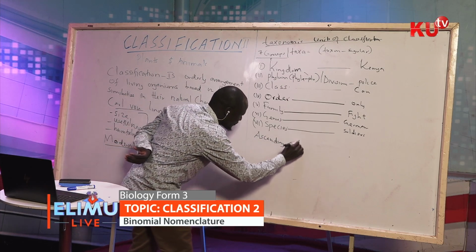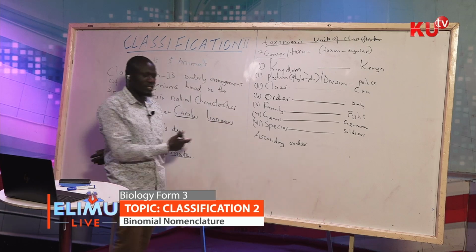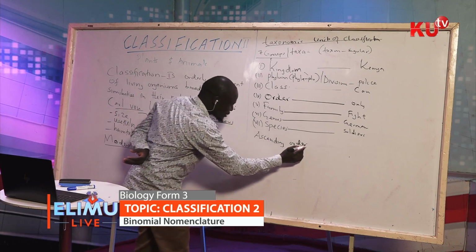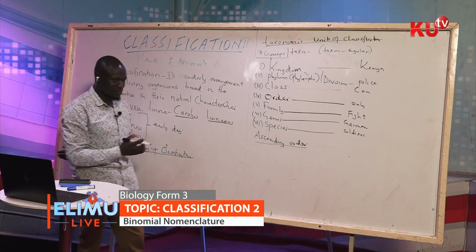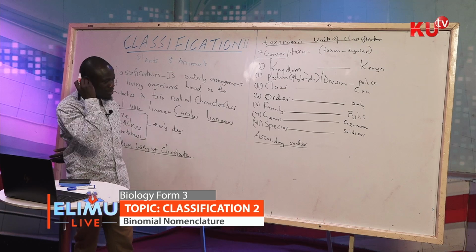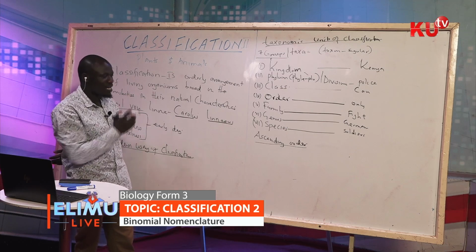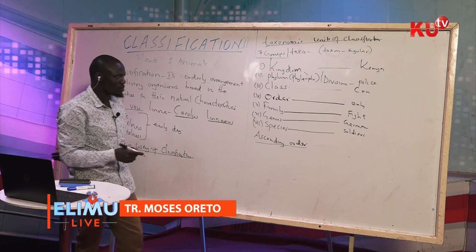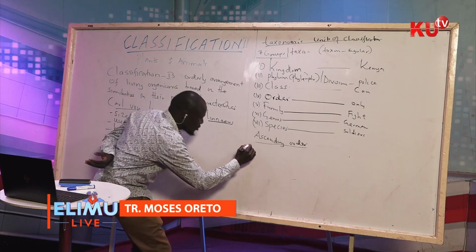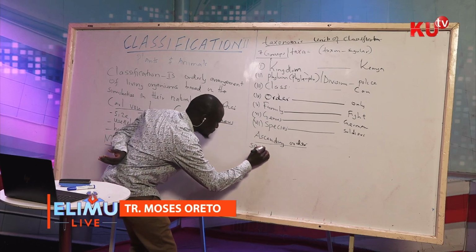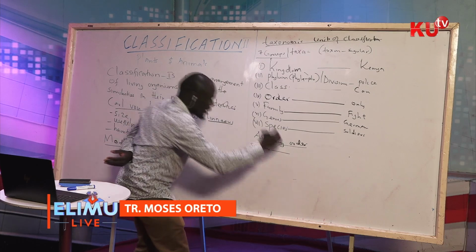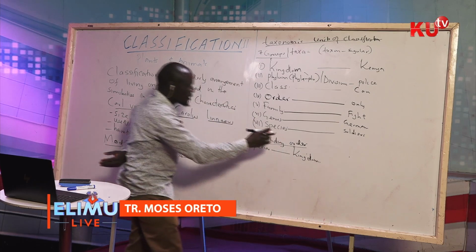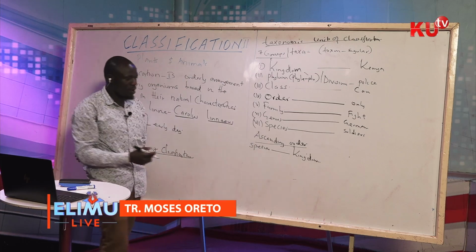In ascending order. When somebody says that you write these 7 taxonomic units in ascending order, ascending means we are starting from the smallest to the largest, whereby the smallest here means the ones that bear the least number of organisms to the one that has the highest number of organisms. And that means we'll be starting all the way from the species to the kingdom. So for that case, you'll be able to revise it the other way round.